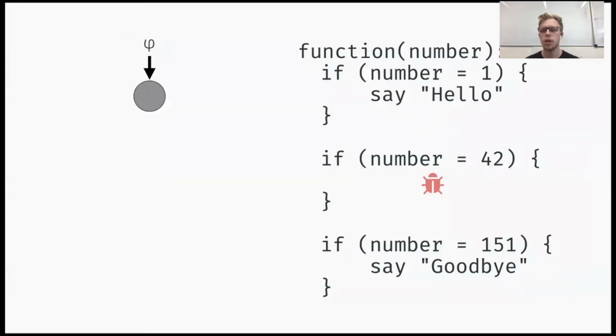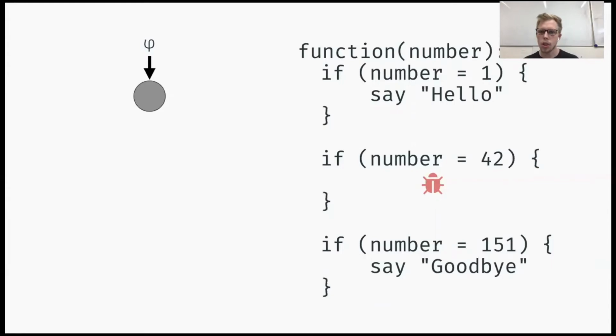But, well, our community has analyzed programs for the last 60 or so years, and we can also use the techniques we have developed for regular programs on the blockchain, or on smart contracts rather. And the technique we chose was symbolic execution, so I'm going to give a small introduction. On the right, you see a very simple program. The function takes a number as input. If the number is 1, the program says hello. If the number is 151, it says goodbye. And if the number is 42, well, there's a little bug hidden and the program would crash.